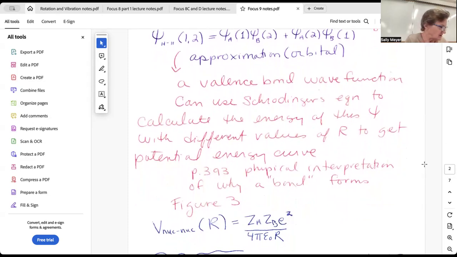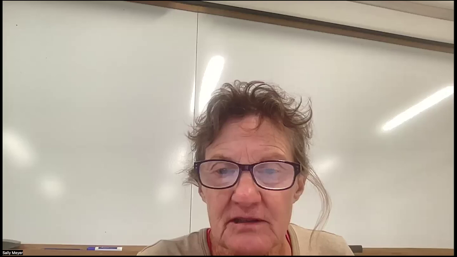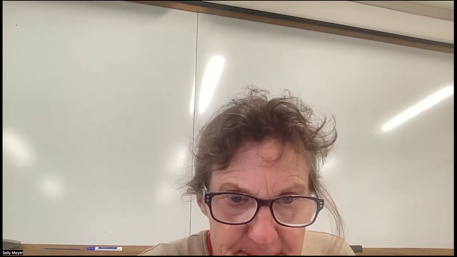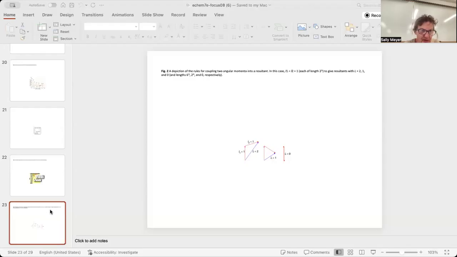Page 393. Yeah, on page 393, figure 3 at the bottom. I'll go quickly there. Yeah, this just shows you that when those two wave functions are overlapping, you're getting constructive interference between the nuclei. And so you're getting a higher probability of finding the electrons in that region versus outside the nuclei. So that's why a bond is forming.